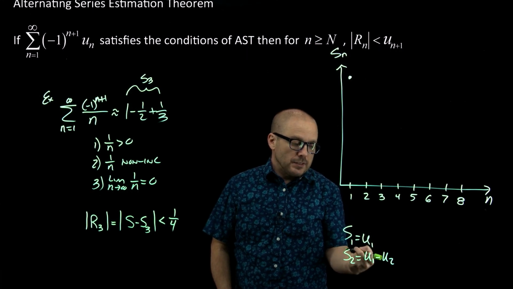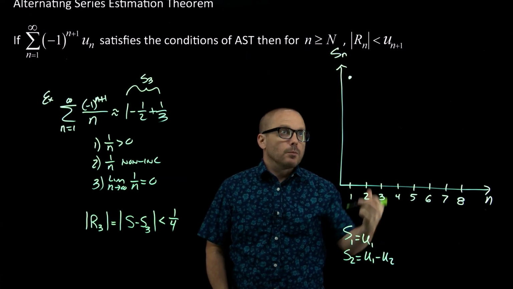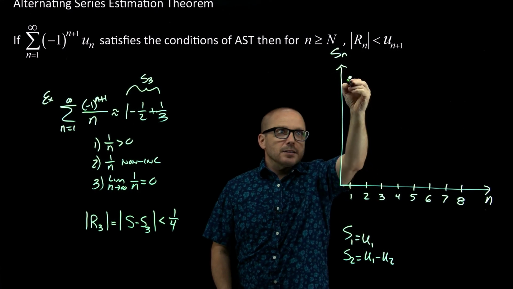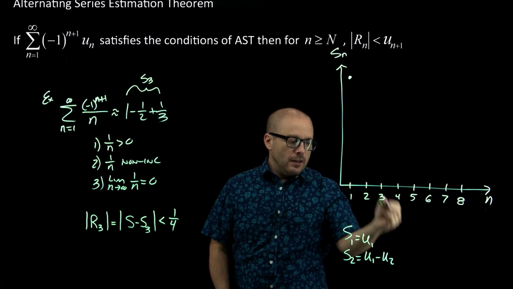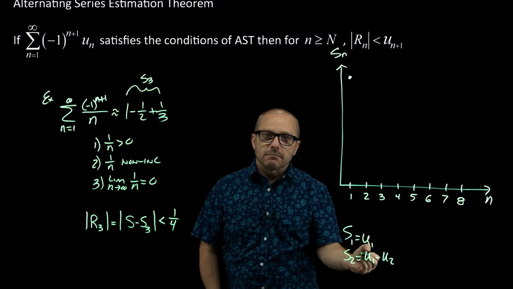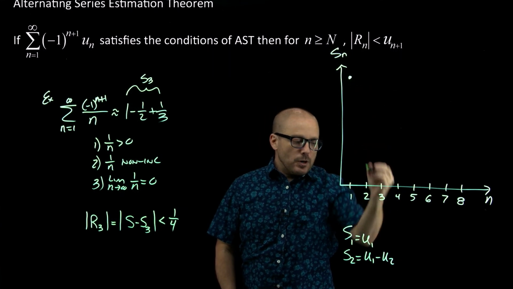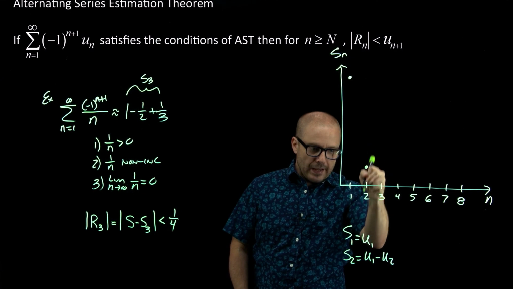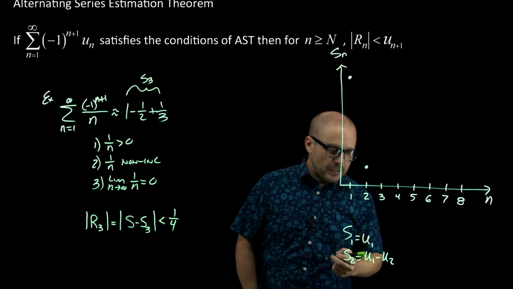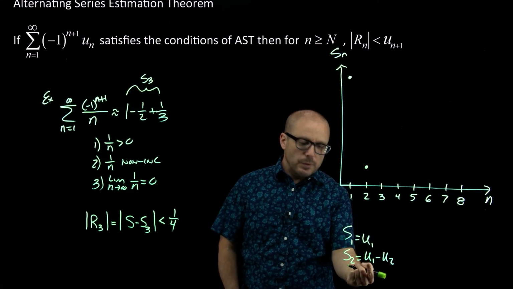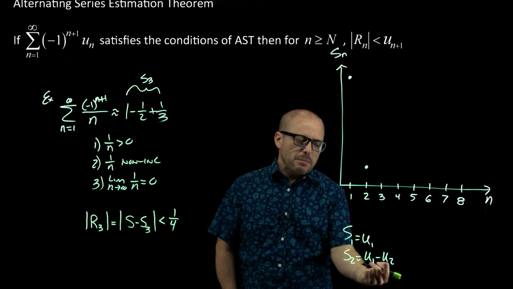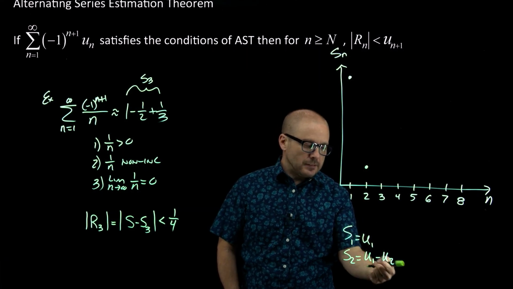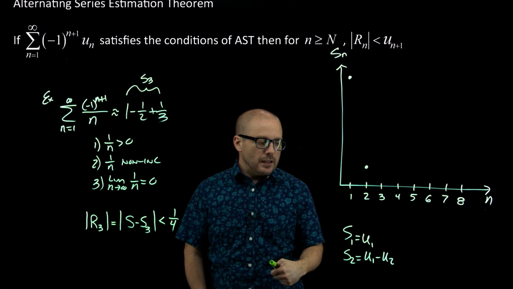I guess non-increasing is fine, but they eventually have to head to 0. But the key is I'm not going to subtract away more than I just added in, right? So that next partial sum is going to be less, but I won't go negative, right? I won't go below this axis because U2 is not as big as U1. It might be the same. I guess I could be right on the axis, but more than likely it's less.